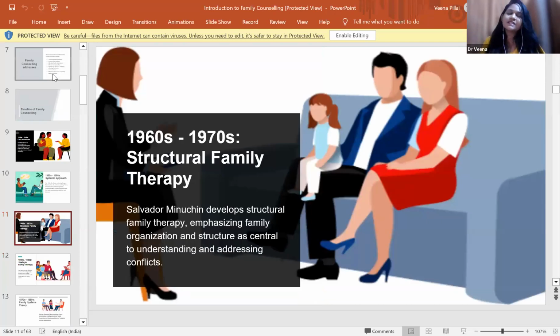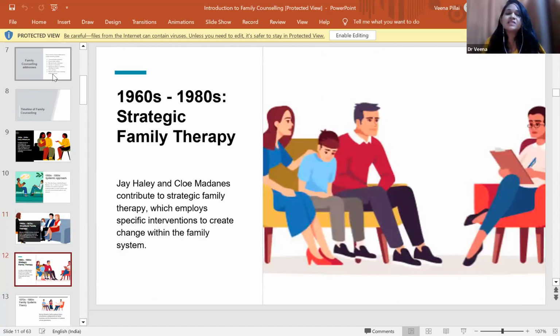In the 1960s and 70s, it was the work of structural family therapy. We all know Salvador Minuchin, who developed structural family therapy, which emphasized family organization and structure as central to understanding and addressing conflicts within the family. And in the 1960s to 1980s, strategic family therapy developed. J. Haley and Cloe Madanes contributed to strategic family therapy, which employs specific interventions to create change within the family system.